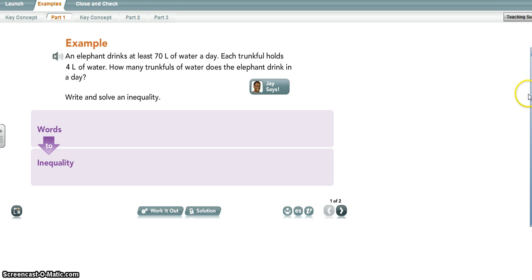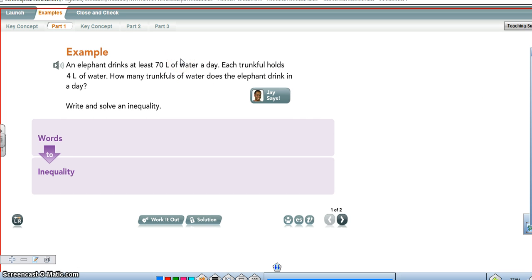Okay, let's think about the words. So the elephant needs to drink at least 70 liters of water each day. Each trunkful holds 4 liters of water. And our question, how many trunkfuls of water does the elephant drink in a day? Well, each is a key word for us. It indicates that we're going to do some kind of multiplication.